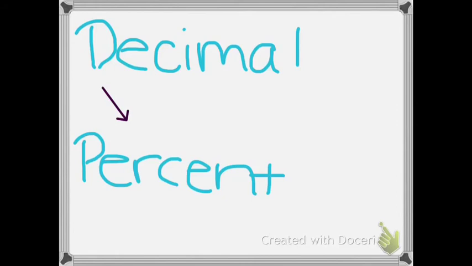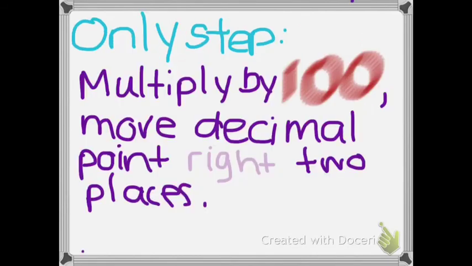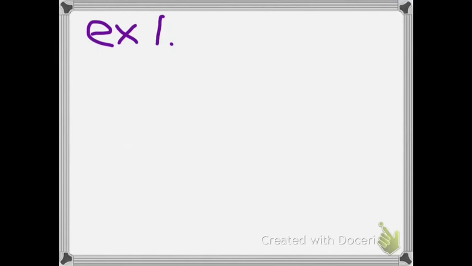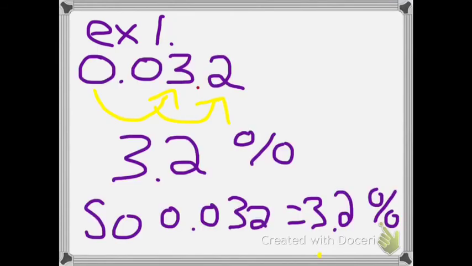Decimal to percent by Mimi Y. Only step, multiply by 100. Move decimal point right 2 places. Example 1. So you have 0.032. Then move the decimal point over 2 places. Then you have 3.2%. So 0.032 will equal 3.2%.